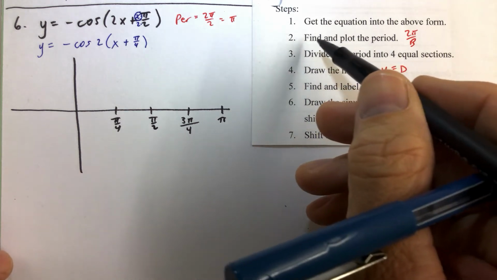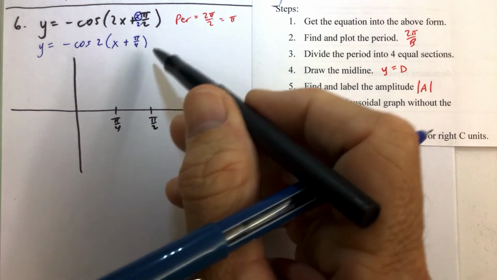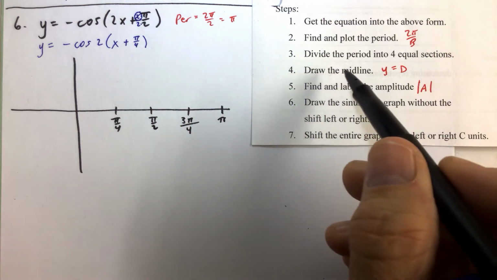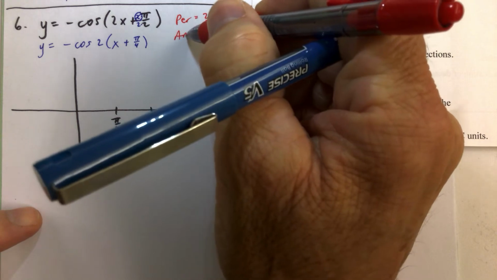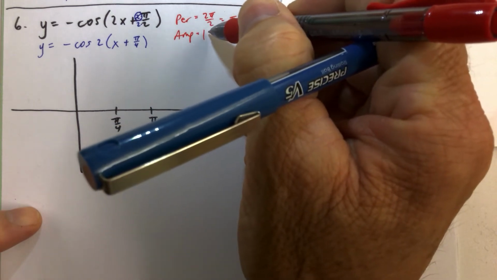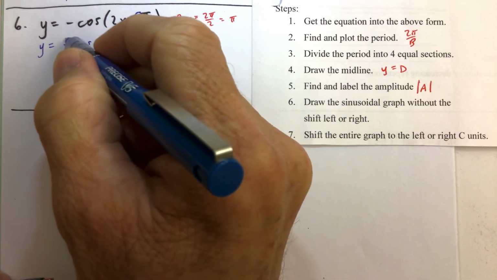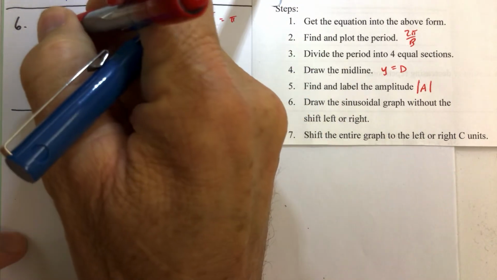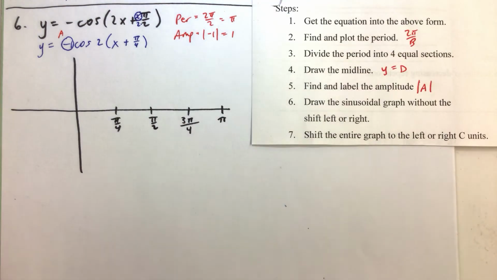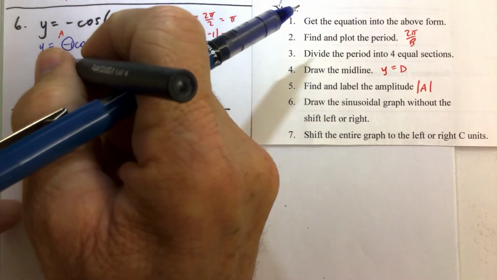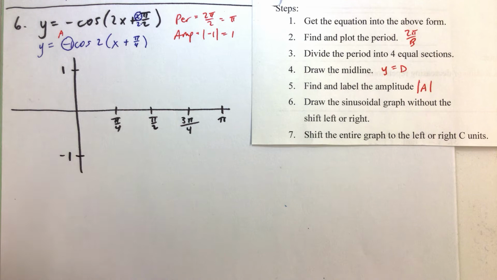So we've found and plotted the period, divided the period into 4 equal sections, drew the midline, and again we're not shifting up or down, so the midline is the x-axis. Find and label the amplitude. So the amplitude is equal to the absolute value of a, and a in this case happens to be -1. So that -1 is our value for a. The amplitude, though, is always the absolute value of that number, and so the absolute value is 1, so the amplitude is 1.